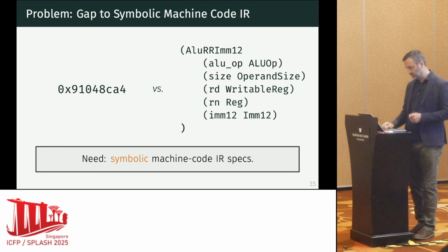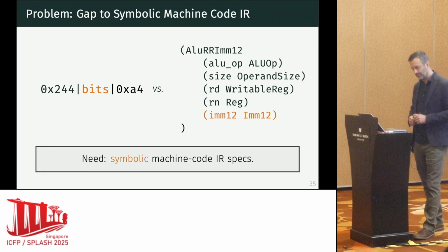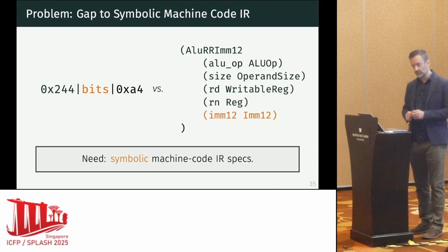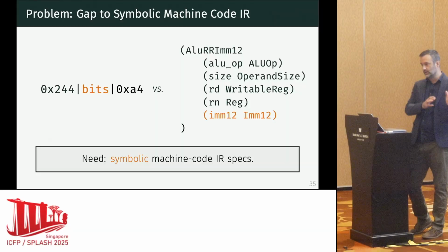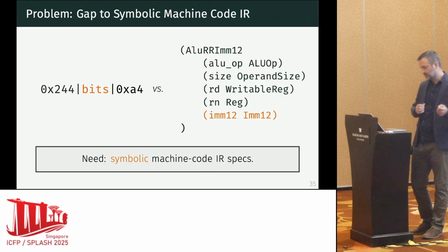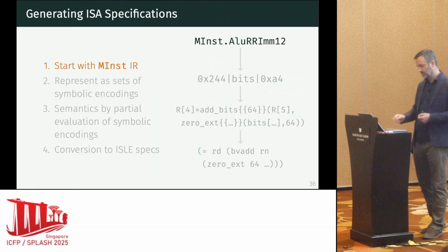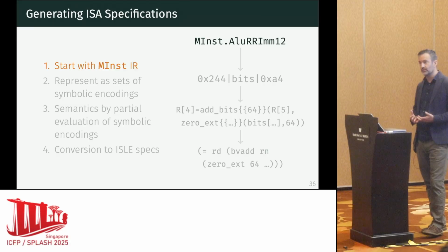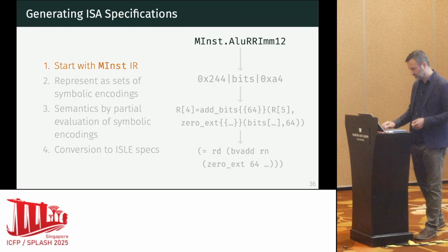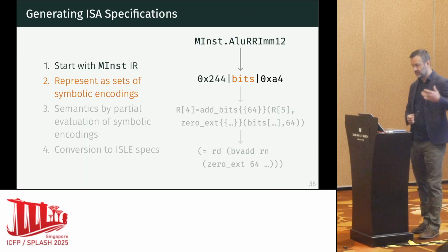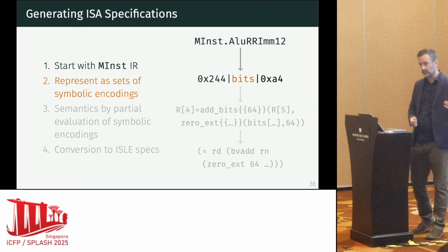The observation that we make in Arrival is that, in fact, fields of this IR map naturally to bit fields within the encoding. And we leverage this to build a pipeline for specification generation. Starting with a family of machine code IR instructions, we were able to represent this as sets of symbolic encodings, where each one has partially fixed bits and partially variable ones.